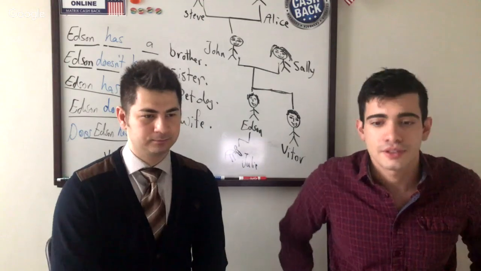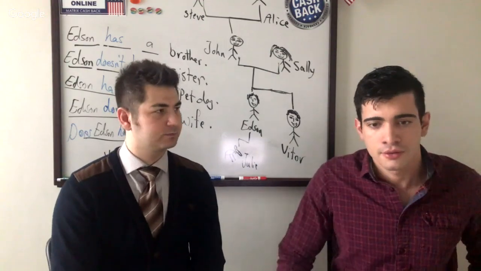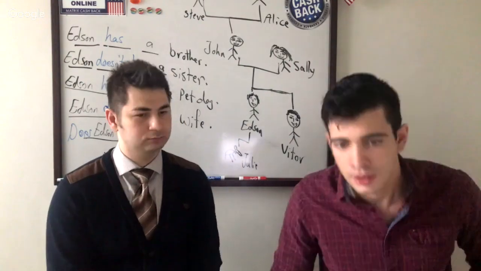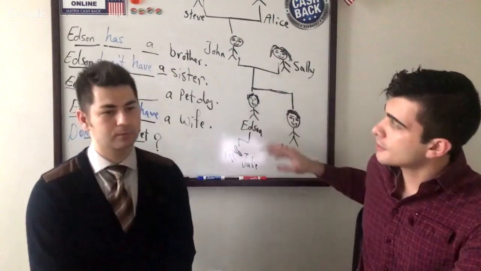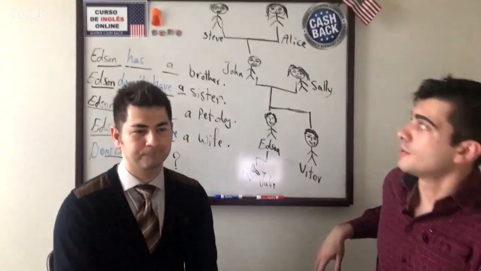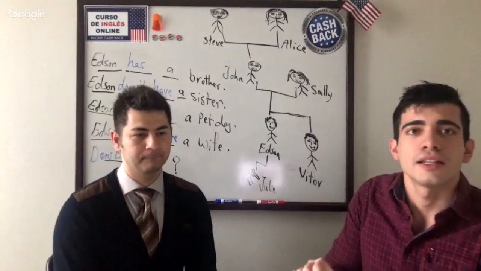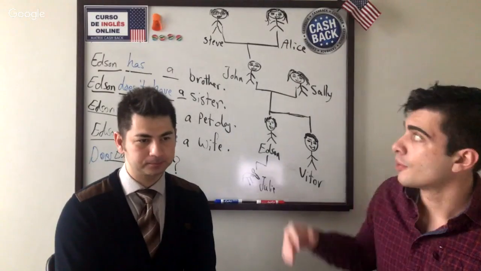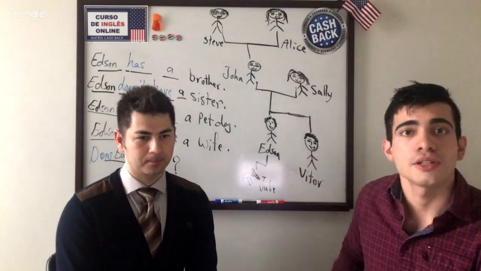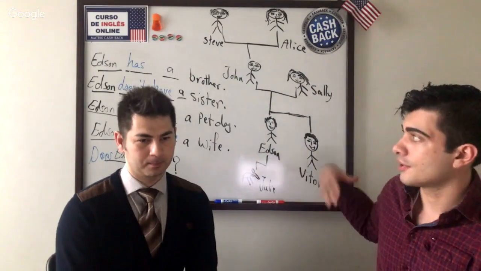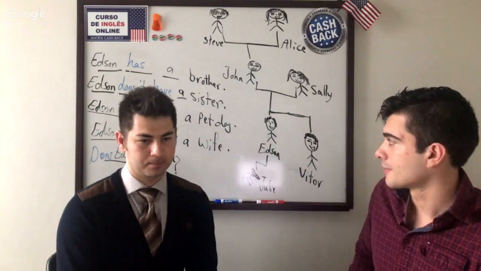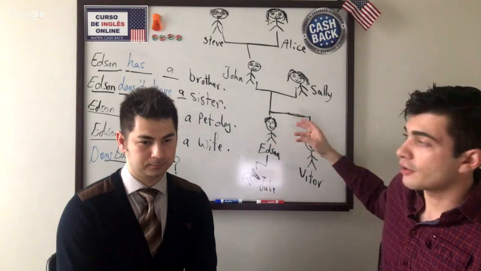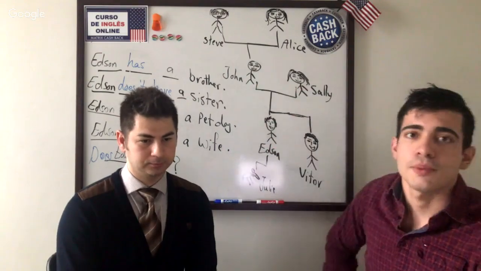Alguma pergunta que vocês tenham e vocês queiram escrever? What we talked about today. So topic, family. Falamos a respeito de família. Esse foi o tópico da aula de hoje. Dos verbos had e do verbo has. Em português é o mesmo verbo, é o verbo ter. Porém, em inglês eles têm diferentes formas, depende do sujeito da frase. E foi isso que nós aprendemos hoje nessa aula, com vários exemplos a respeito de árvore genealógica, frases para praticar em casa.